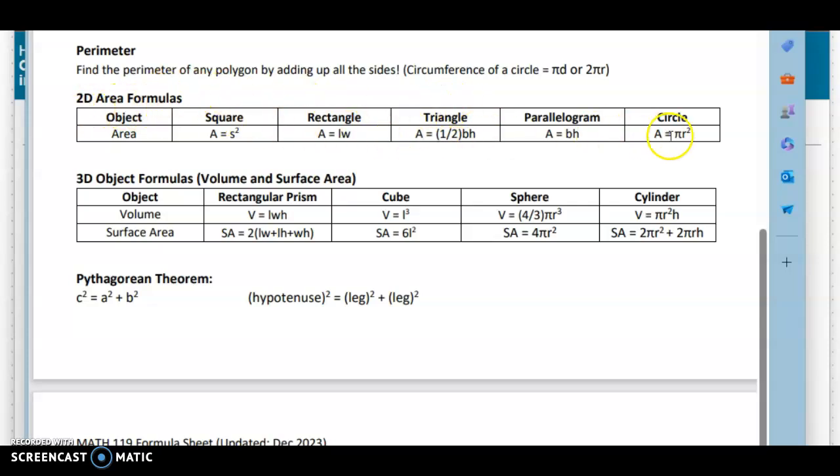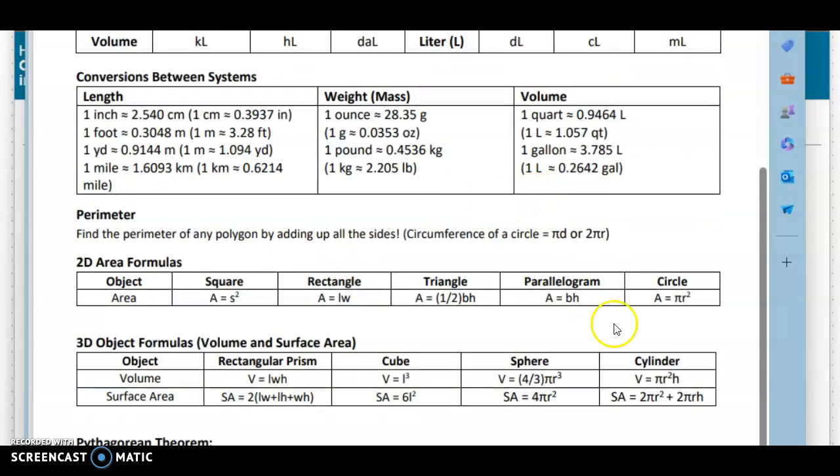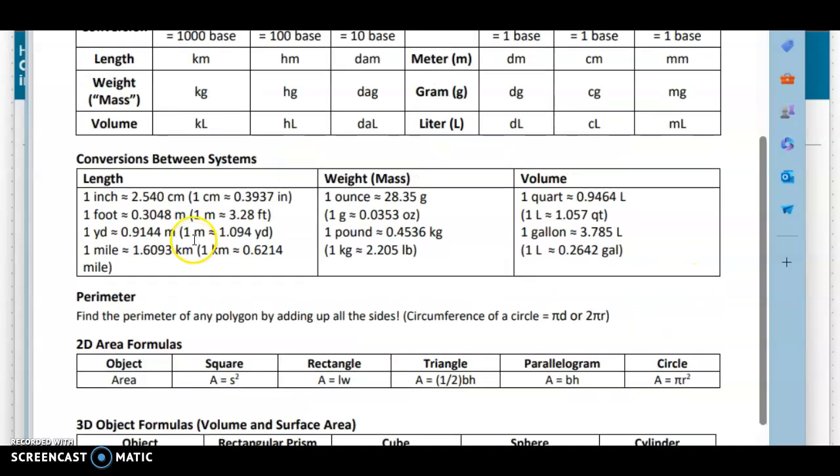We've got area formulas, and the one says the area of a circle is right here. And then we also have the circumference of a circle right here. The circumference of a circle is the sum of the outside edge. For any shape, it's the sum of adding up all the sides. But a circle doesn't have sides, it is circular. So it's pi times the diameter, or if you have the radius, it's 2 pi r.